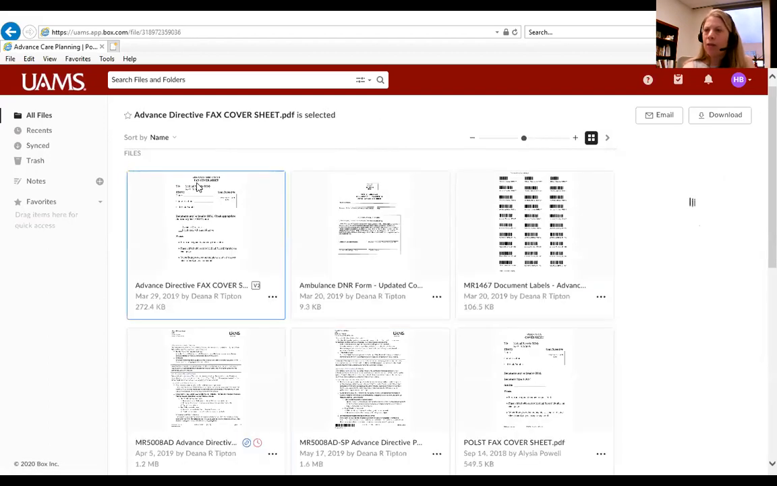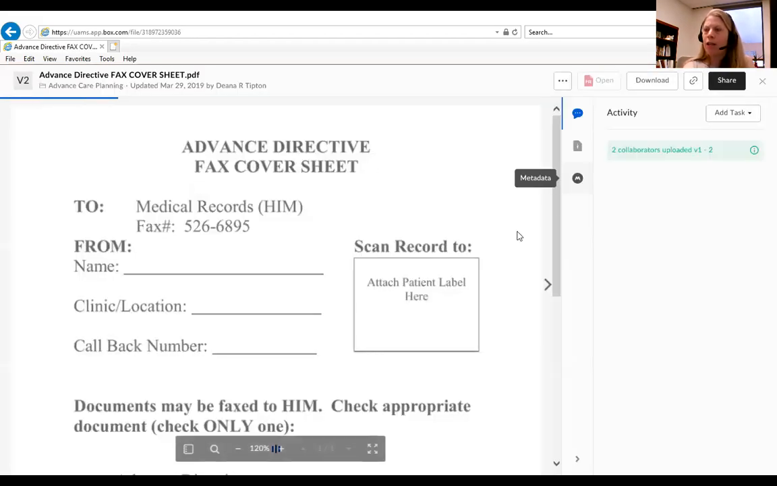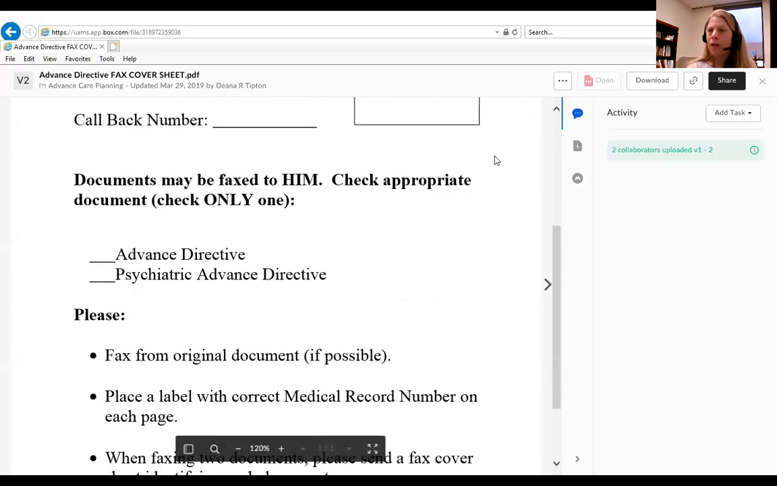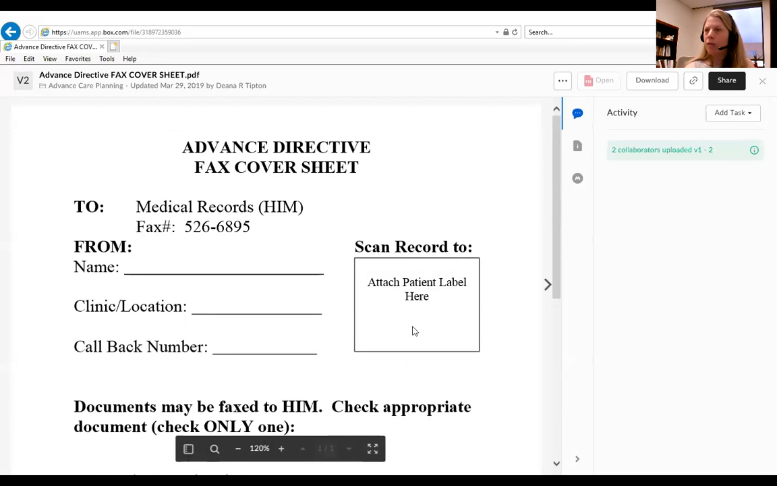Here is your advanced directive fax cover sheet. Again, social work and case management, just print out a bunch of these and have them in your office. This is the fax cover sheet that you use for the advanced directive. Now, if you work at PRI, they have a very specific psychiatric advanced directive, but most everyone is going to be checking this box. And then put the patient's label right there, and then you can fax it to medical records.